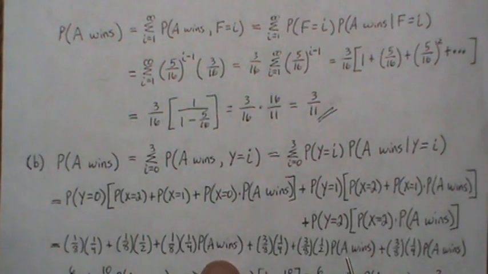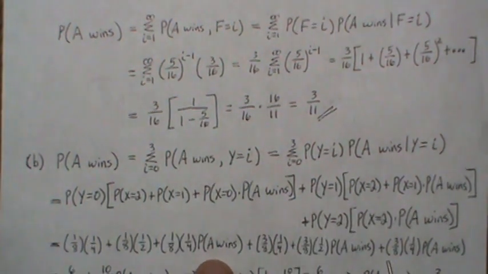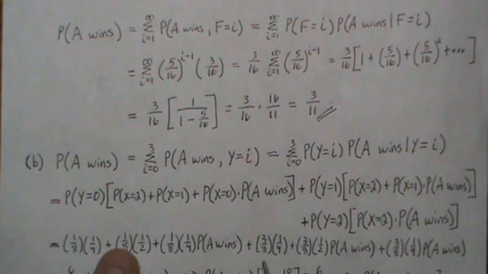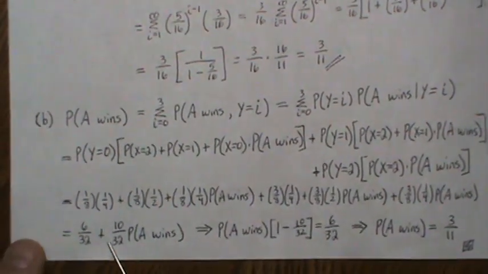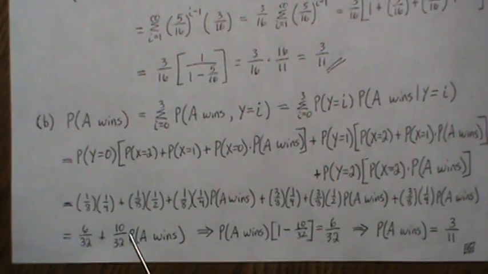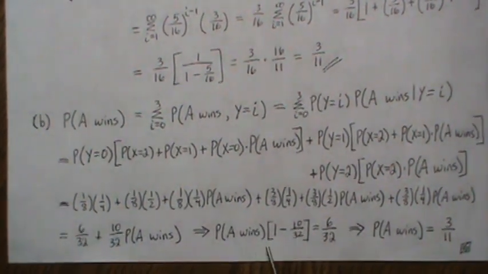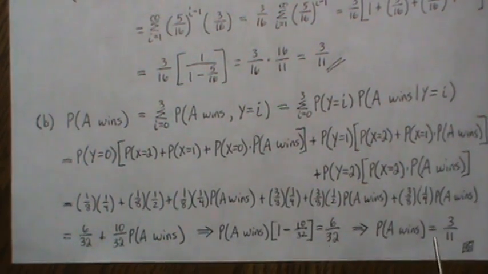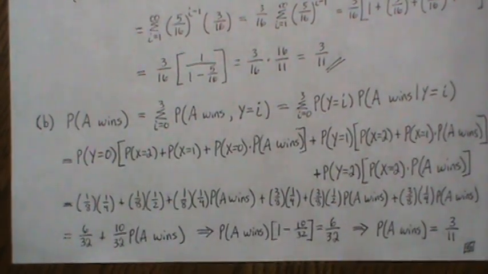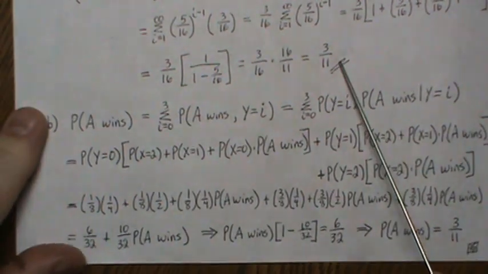Now let's group like terms. So there's all these probability he wins terms. There's a coefficient in front, and then we have coefficients without the probability he wins, and that's what we get here. Then we subtract that to the other side and factor it out, so we get this. Then we divide that, and we get the probability that A wins is 3/11, the same as what we got here.